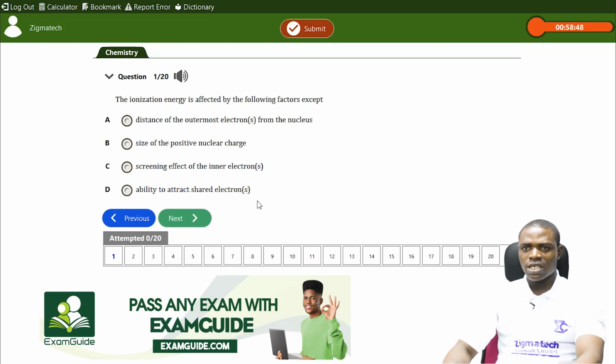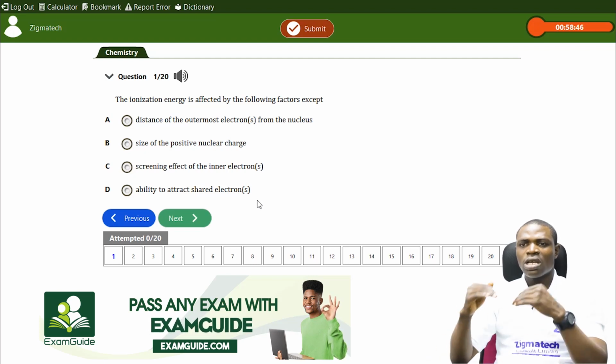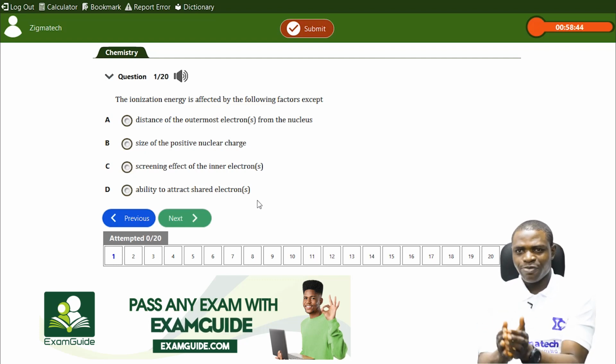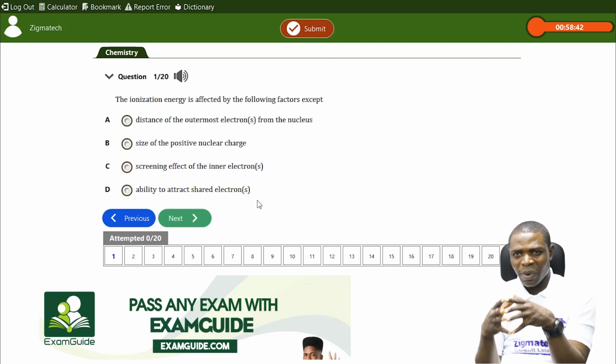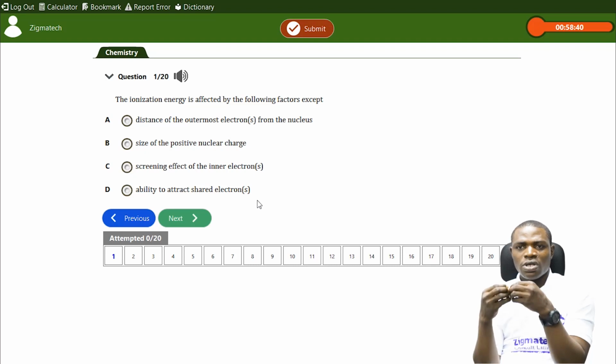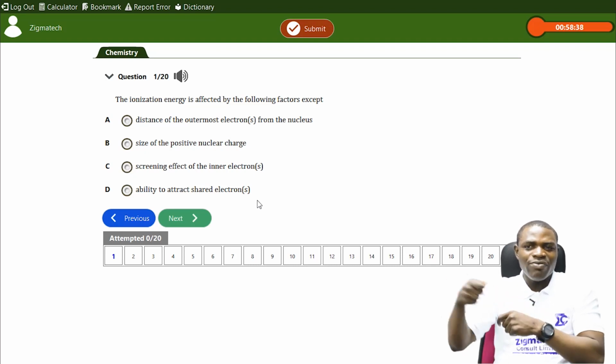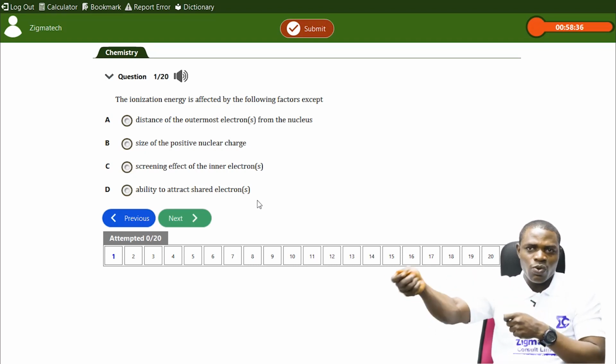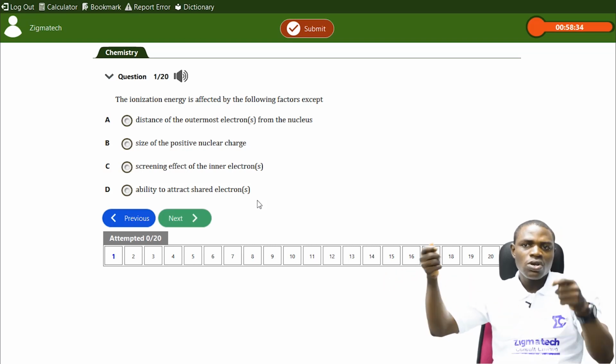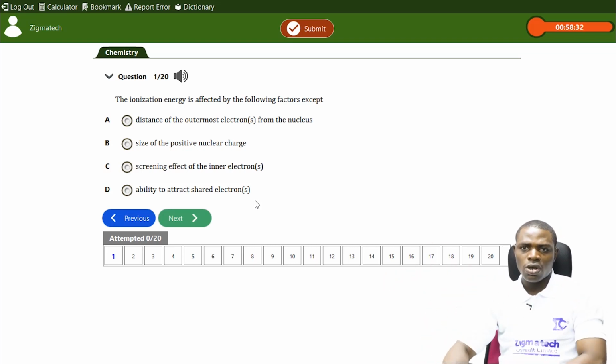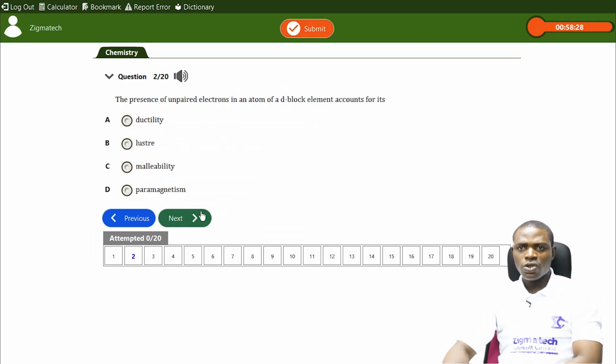It's not related to ionization energy, because ionization energy tells you the capacity of the atom to give away an electron, not to attract. It's giving away. It's ionizing. So attracting electron here is wrong. So option D is the right answer. Go to the next question.